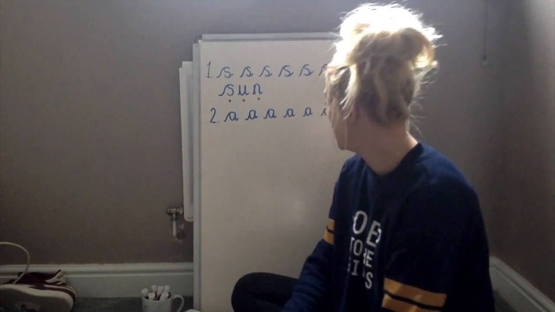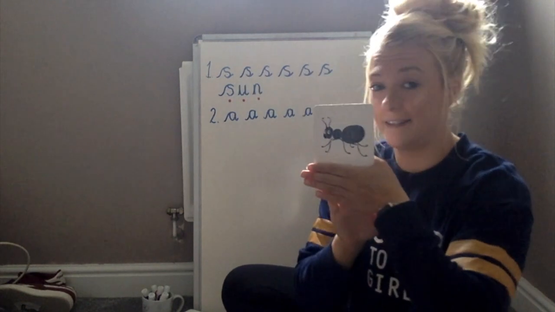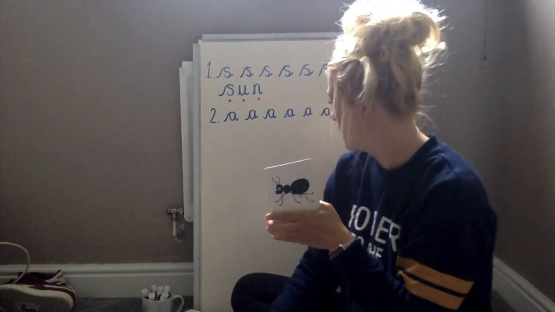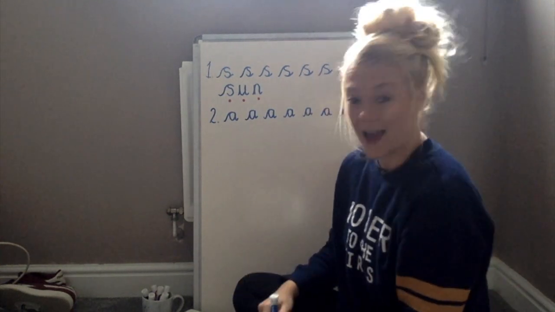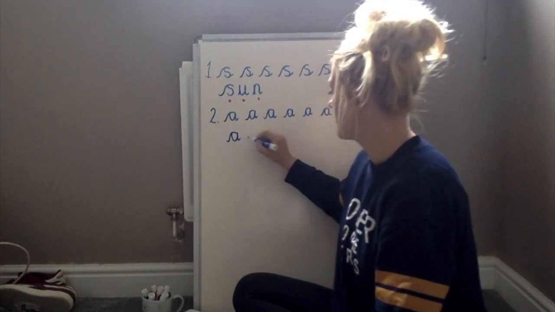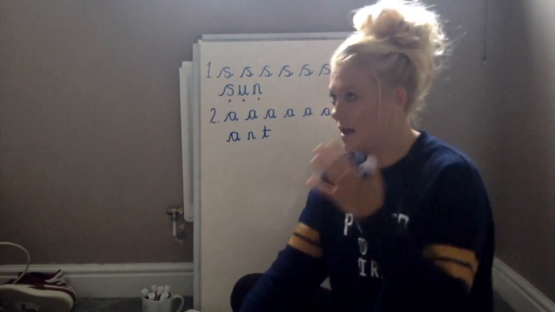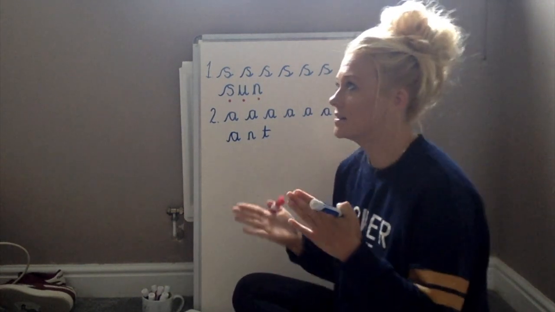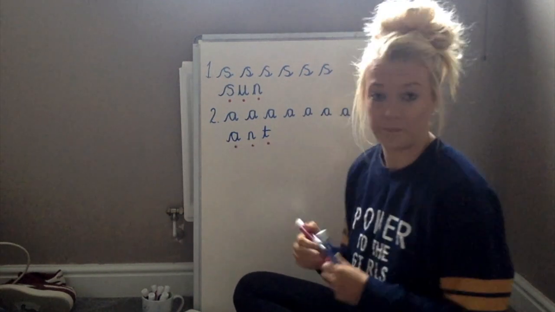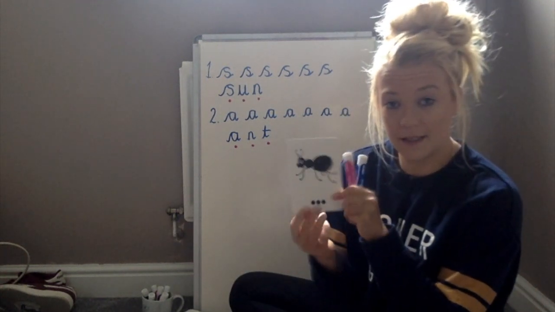Let's look at our picture now. And this is an ant. Okay, can you write that down? Pause the video. Okay, ant. We should have a, n, t. Okay, so how many sounds is that? A, n, t. It's 3 sounds. A, n, t, ant. I'll show you. A, n, t, ant.